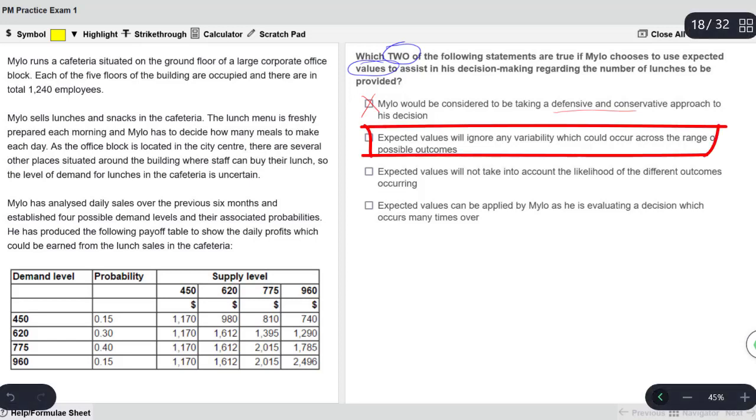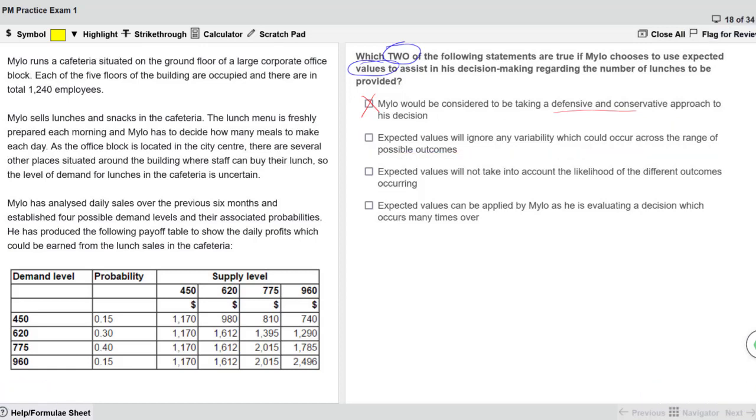Expected values will ignore any variability which could occur across the range of possible outcomes. Okay, I like that one. That one is true. If we want to look at the variability, we need to use a different tool. We would need to use standard deviation there. Expected values look at the probability, but it doesn't look at how spread out the different results are.